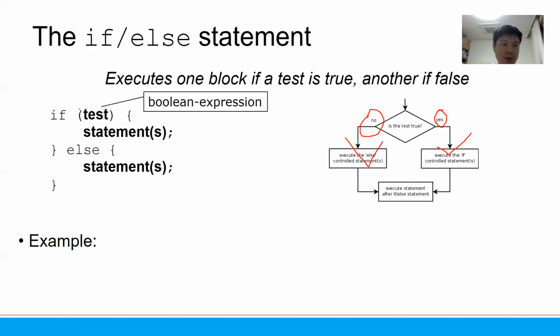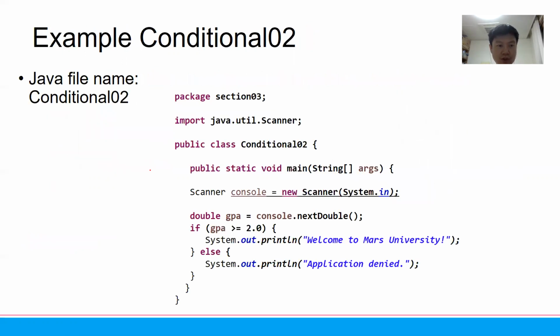That's why we have else. The else will indicate that the condition is false. If it is false, then we will do something else. For example, let's do conditional 02.